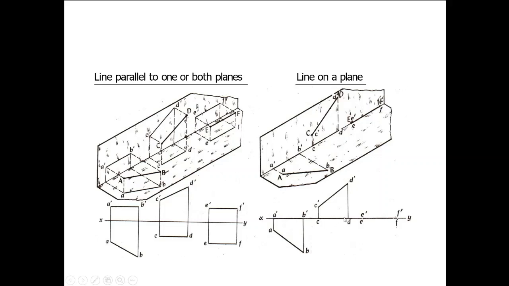Okay. And the third line is on the XY line. So the top view and front view will be seen on the XY line itself. The front view will be E dash F dash, the top view will be EF. Both the views will be on the XY line, as the line is not on a plane, it is on the XY line. Okay, clear?